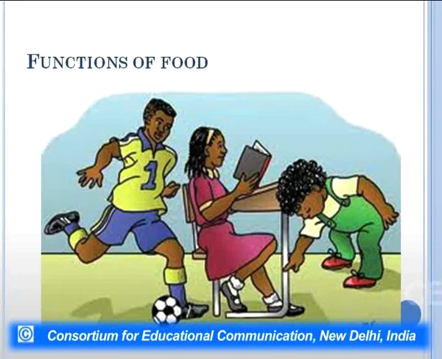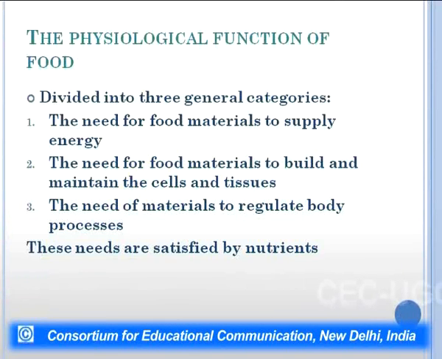Then we come over to functions of food. Functions of food could be understood only after having an understanding of nutrients and nutrition. The food we eat performs different functions in our body. It is divided into three: physiological functions of food, sociological functions of food and psychological functions of food. Physiological functions of food are again divided into three.